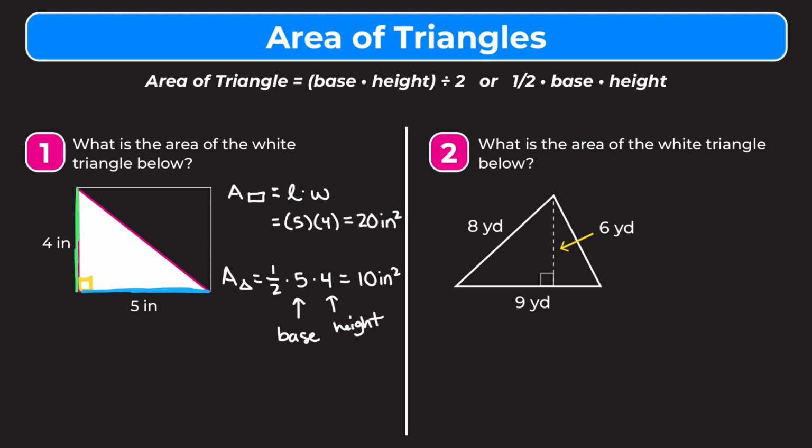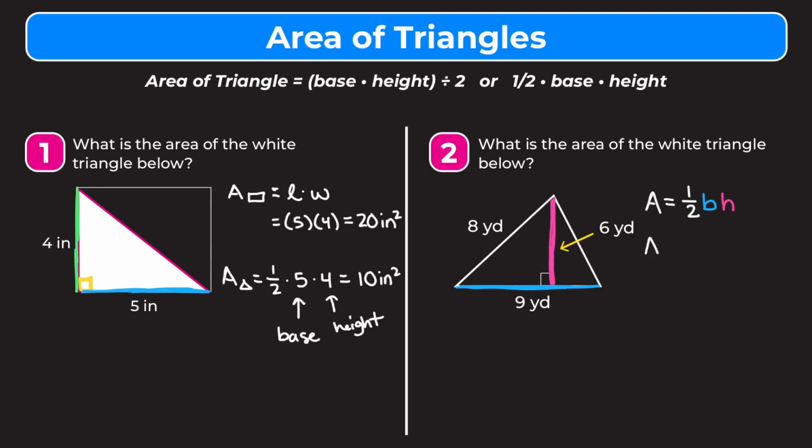Now let's take a look at example 2, and we're just going to apply the formula. It says, what is the area of the white triangle below? We want to find the area of this triangle, and we're going to use our formula. I like to use the 1/2 base times height, so I'm going to write area is equal to 1/2 times base times height. Now I have to figure out what my base and my height are. I always say that the bottom side is the base, and then our height is what's perpendicular to that, so it's going to be this dotted line right here. And that side that measures 8 yards, we don't actually need for this problem.